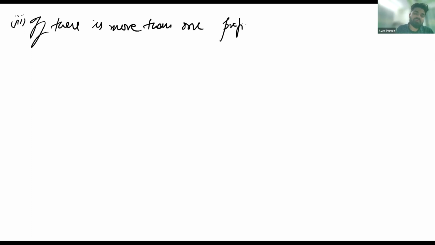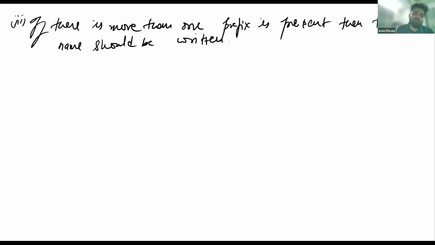So what is the third point? If there is more than one prefix present, then their names should be written in alphabetical order. And the last is, if we have more than one same prefix, same, not different.